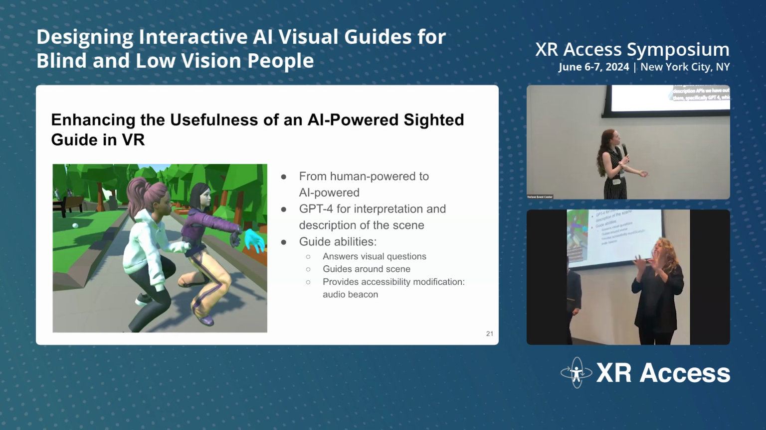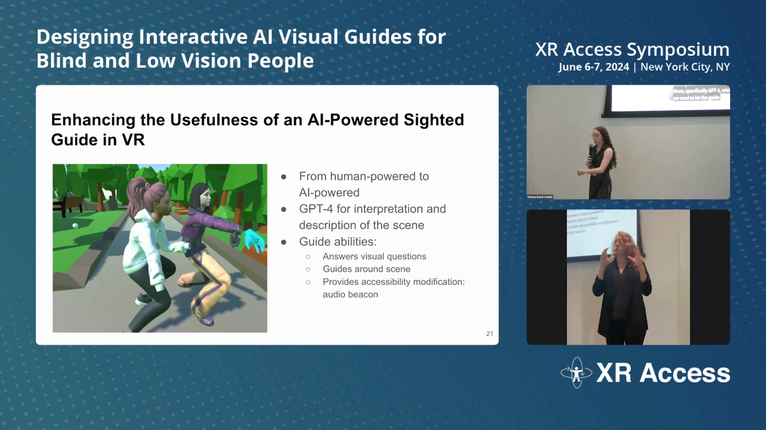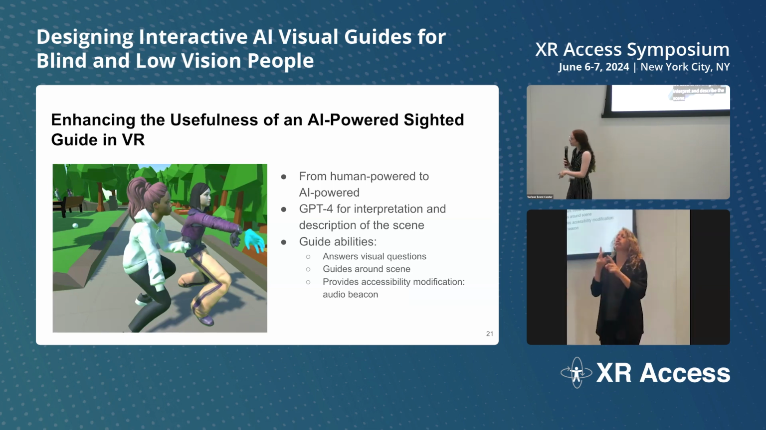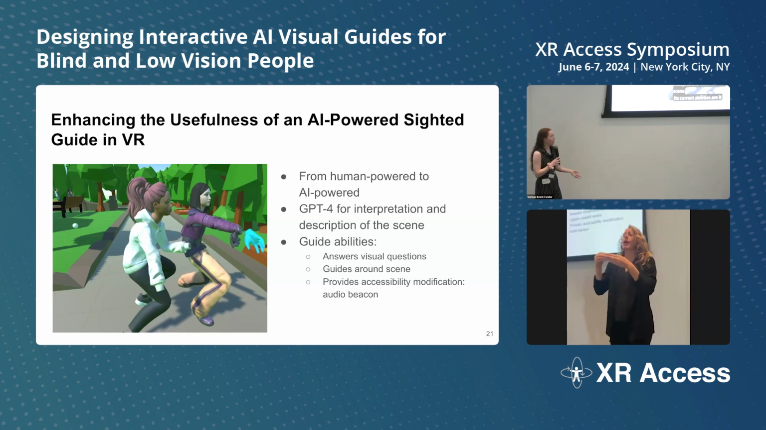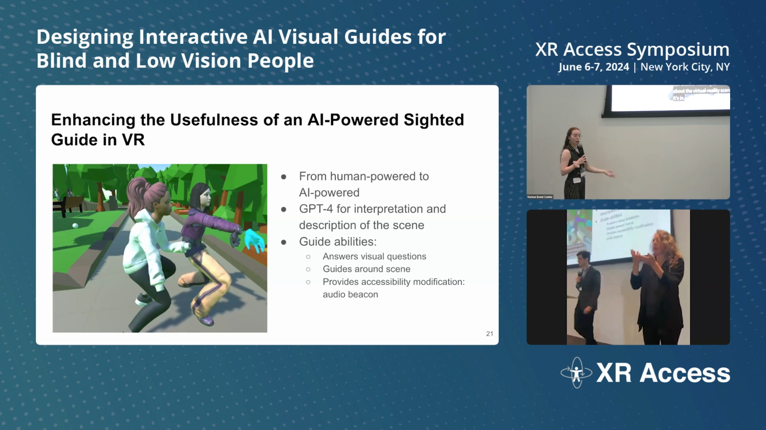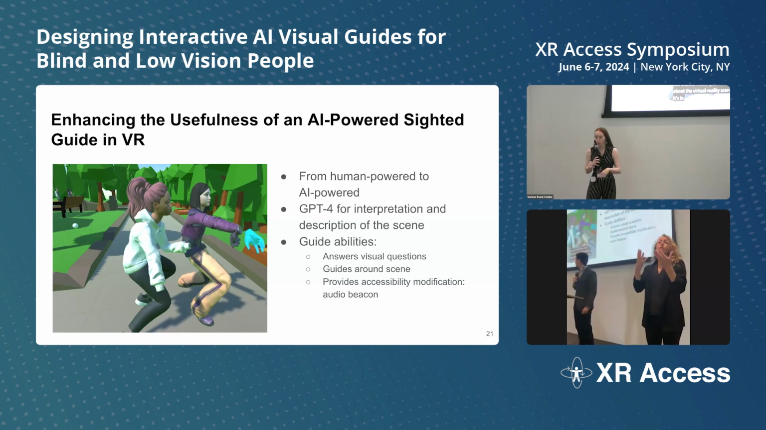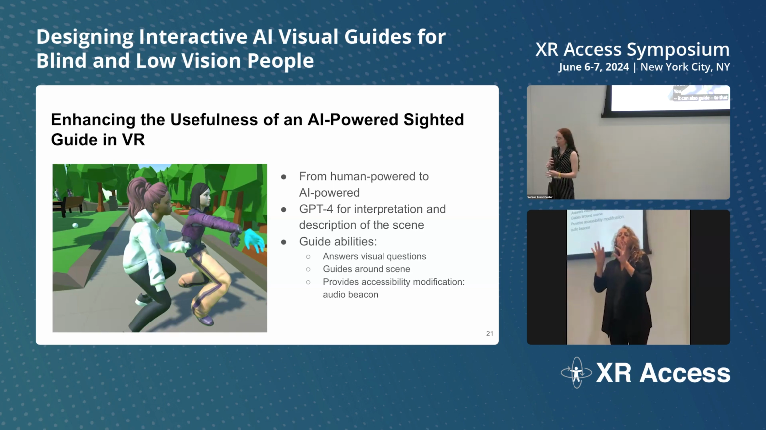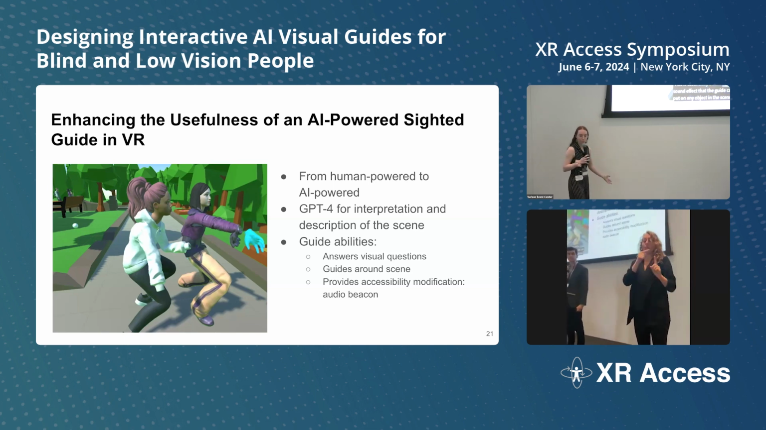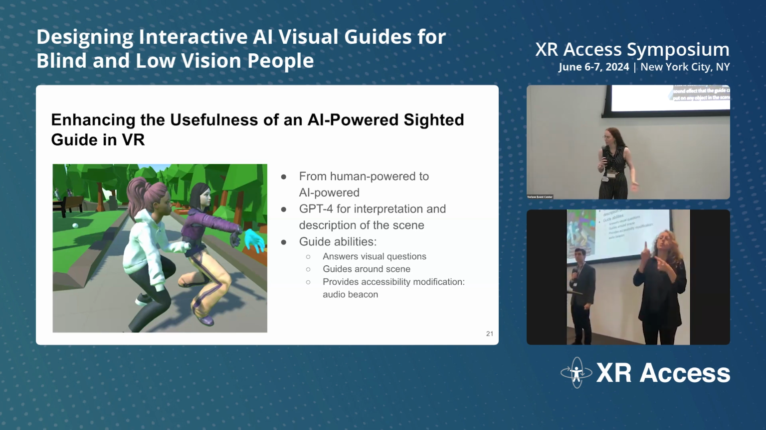And its current abilities right now is that it can answer visual questions about the virtual reality scene it's in. It can also guide someone to particular objects around the scene, and it can provide accessibility modifications to that scene in the form of an audio beacon. So this is essentially a little sound effect that the guide can put on any object in the scene that the user requests, so that they can use the sound to guide themselves to that object instead of having the guide take them, if that's how they prefer to navigate in this virtual space.